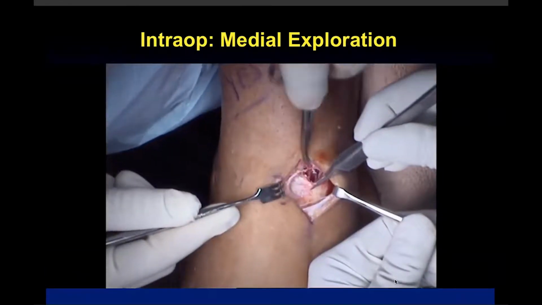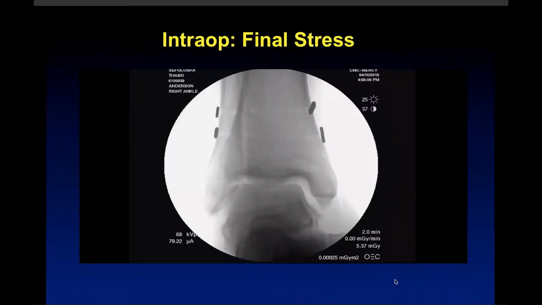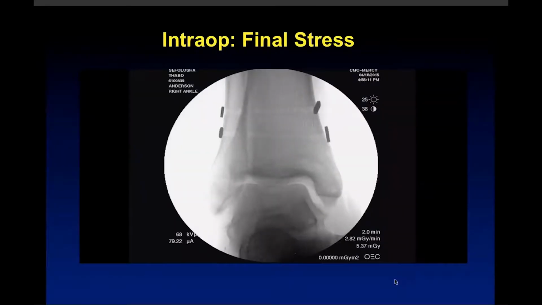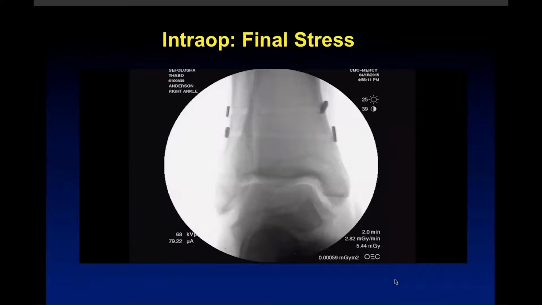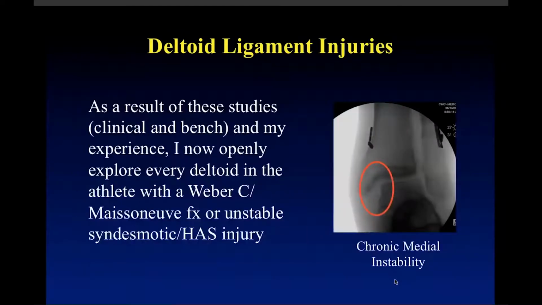So again, now this is amenable to direct repair. And then also, not only do we repair the deltoid, then we do go ahead and place syndesmotic fixation here to provide additional support to the whole complex. So as a result of all of this, I basically open every deltoid in the athlete with a Weber C, Maisonneuve fracture, unstable syndesmotic, or high ankle sprain type injury. I just think the morbidity is low, the advantages are great, and it may help long term.